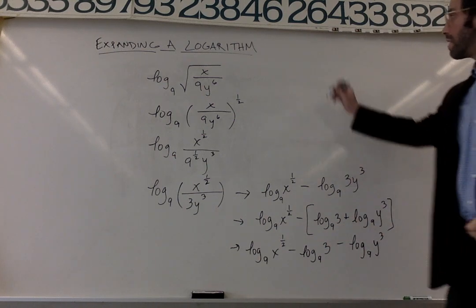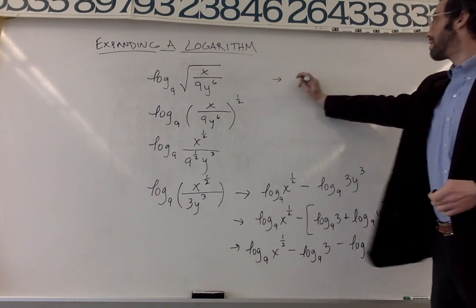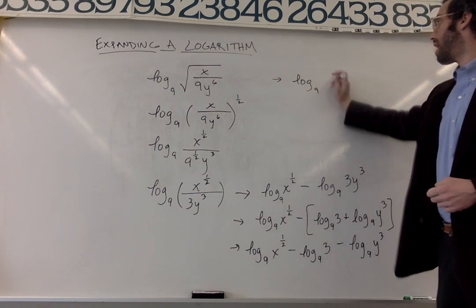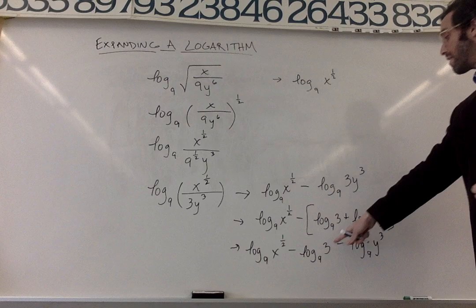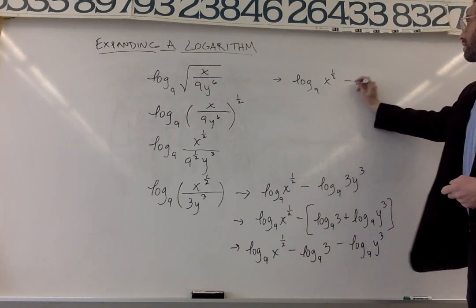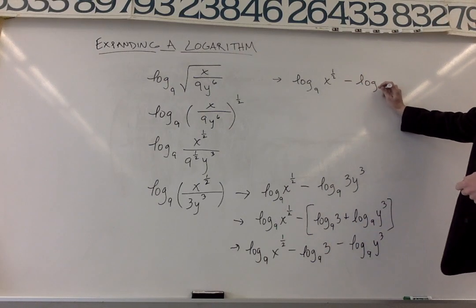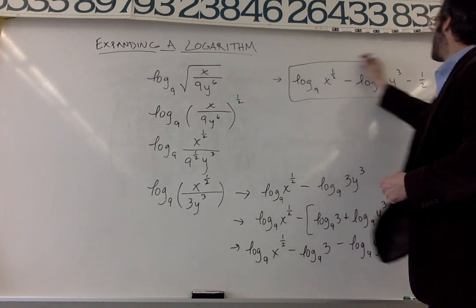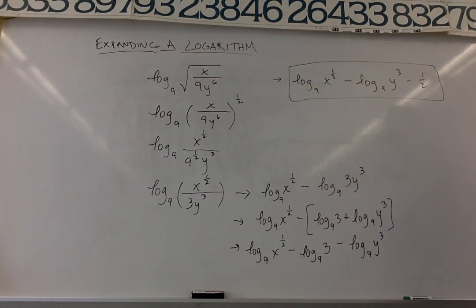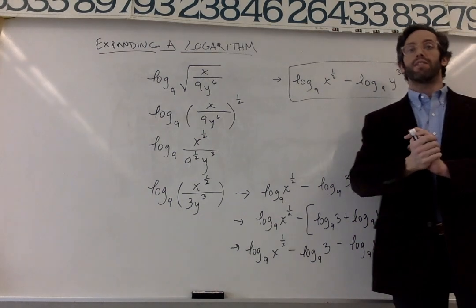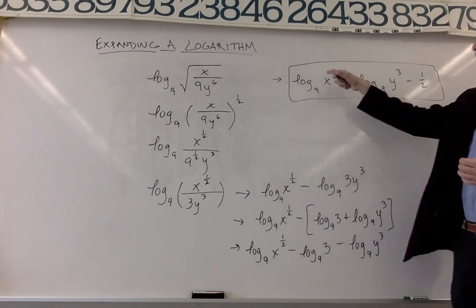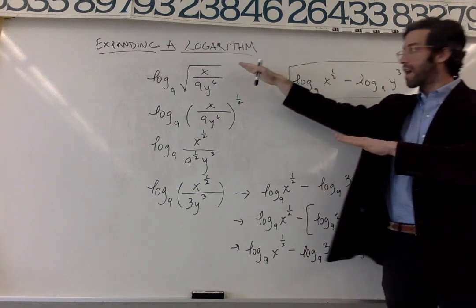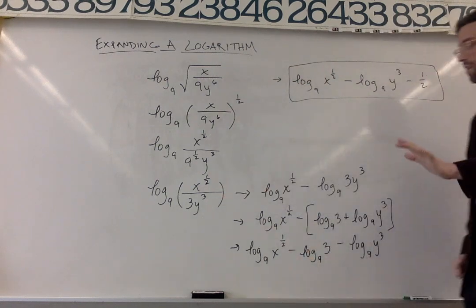So our final answer, I'll write it up here, would be written as log base 9 of x to the 1/2 minus 1/2. Well, let me write this logarithm next. Minus log base 9 of y to the 3rd. Right? That's your final answer. And again, as you remember from last year probably, there is something we can do with those exponents at the very end, but this problem is kind of hard enough as it is. I didn't want to go too far.